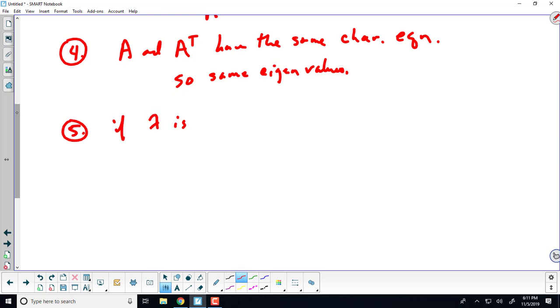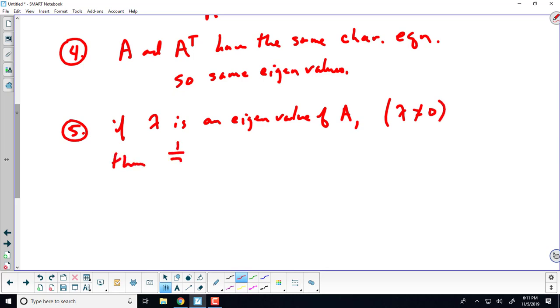If lambda is an eigenvalue of A, with lambda not equal to 0, then 1 over lambda is an eigenvalue of A inverse. If you know the eigenvalues of A, then you can come up with the eigenvalues of A inverse. And of course, that only makes sense if A is invertible, which only works if lambda isn't 0.